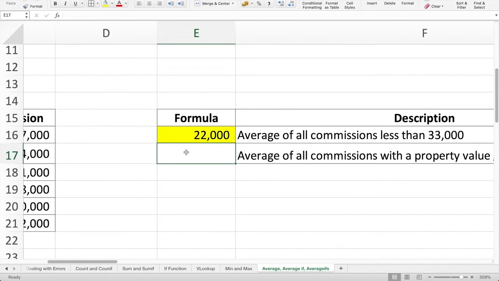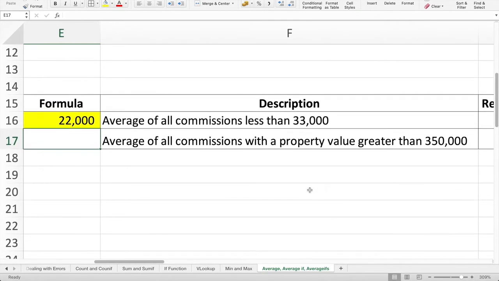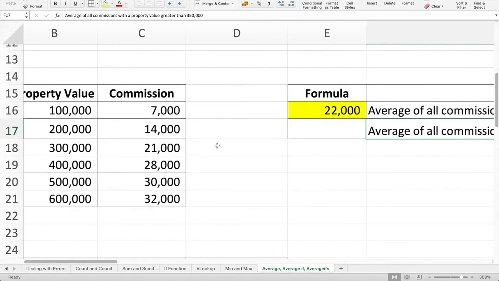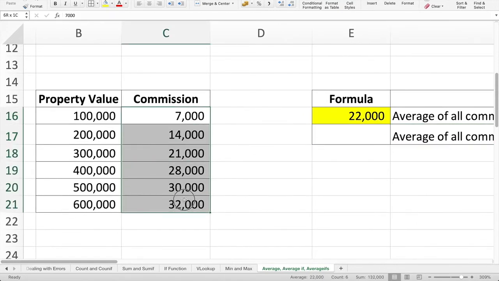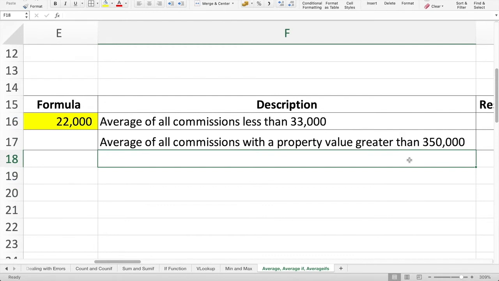Now, for the second description, I hope you're now seeing the value of the average if function. Now, the second task or second description, we should now get the average of all commissions with a property value greater than 350. So this time, we are dealing with two columns. We were going to average the commission, but take note of this, the another condition is their corresponding property value must be greater than 350.